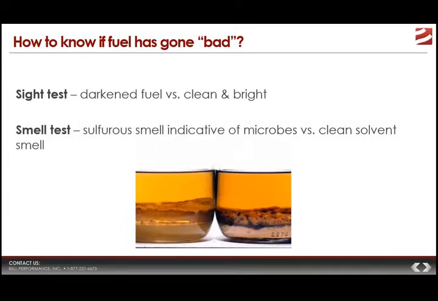The first things, which are really simple, is that you can do sensory tests. You can do a sight test, and you can do a smell test. Just take a sample of the fuel, look at it. Does it still look clean and bright, or is it darkening? That's a very simple way to tell. And you can smell it. Does it smell like that clean solvent smell that diesel fuel or gasoline is supposed to have?